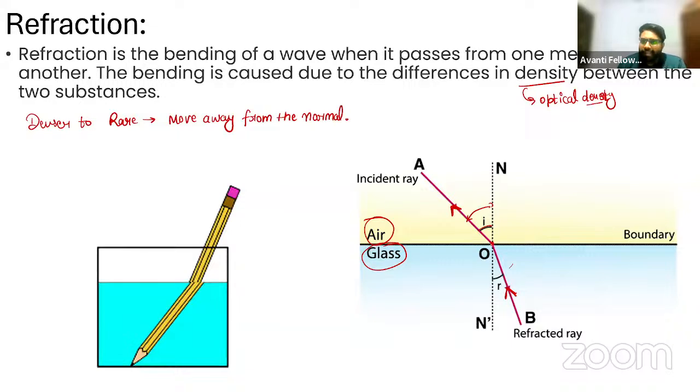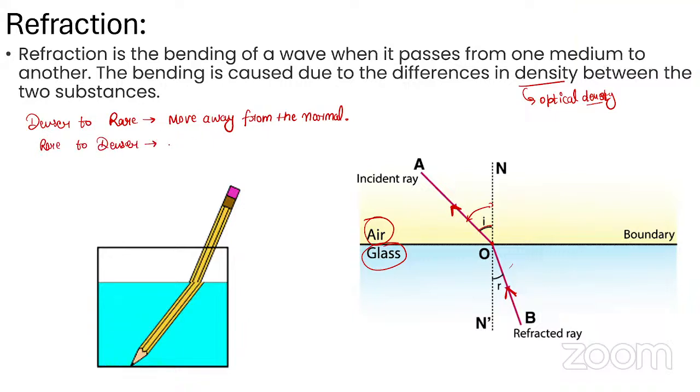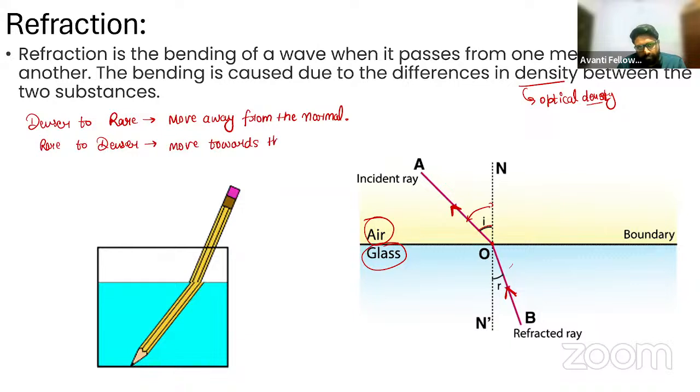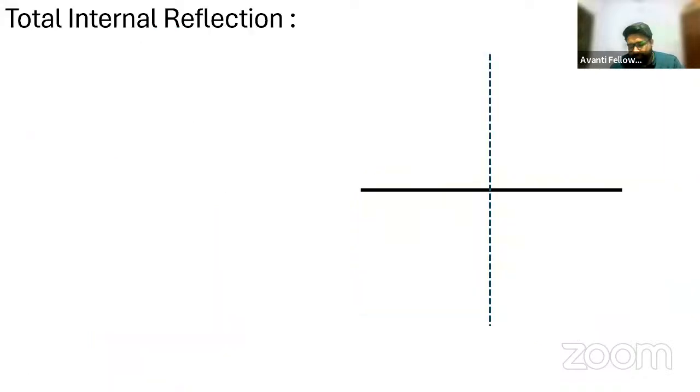Got it? Normal is the line perpendicular to both the surfaces. And its opposite is nothing but rare to denser. If it moves rare to denser, then you can see it will move towards the normal. This picture you can keep in your mind. Now, what are the laws of reflection, we should be based on this reflection phenomenon?